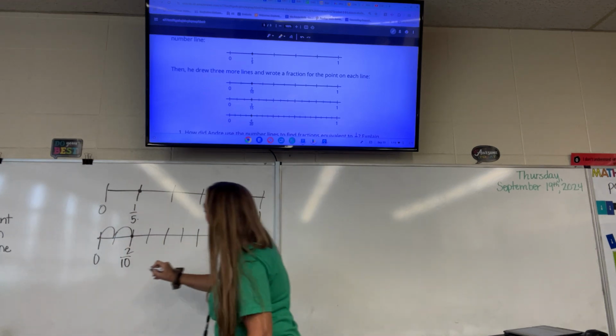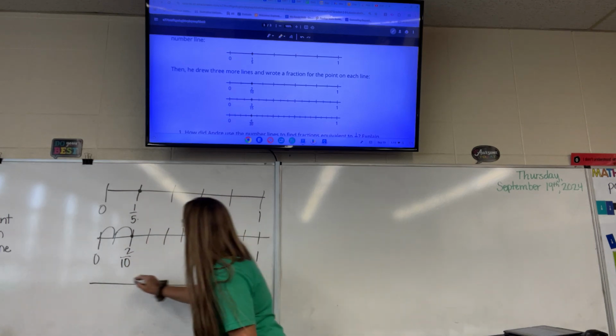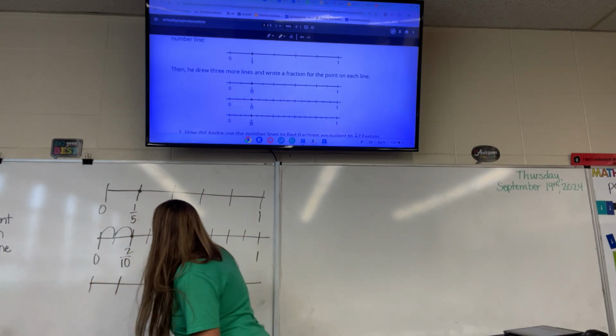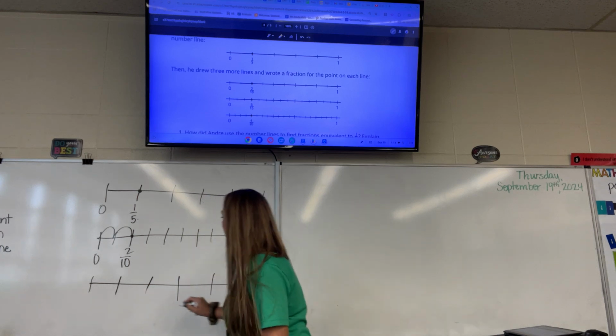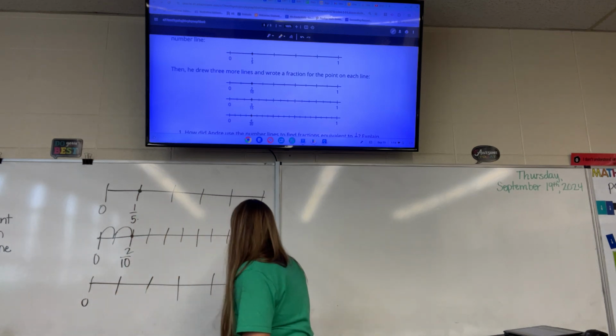Then, on the next one, he started with the same size number line. Okay, are you seeing the pattern here? Yeah.